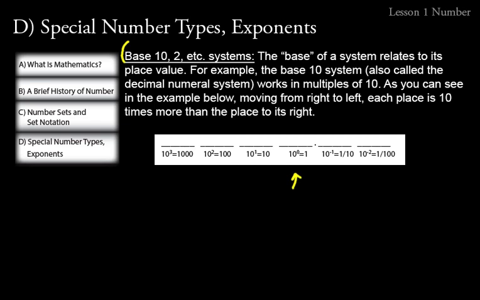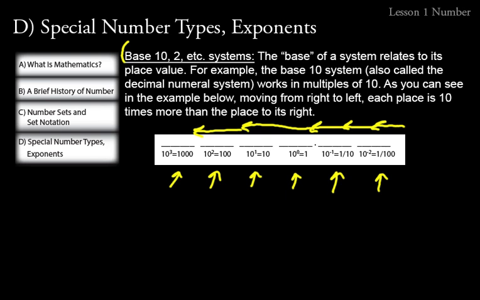Thinking about place value, there's 10 to the 0, the ones place. 10 to the 1 is the tens place. 10 squared is the hundreds place. 10 cubed is the thousands place. 10 to the minus 1 is the tenths place. 10 to the minus 2 is the hundredths place, and so on, to the left and to the right. You can see as you move from one place to the next place to the left, it is 10 times more than its place to the right.